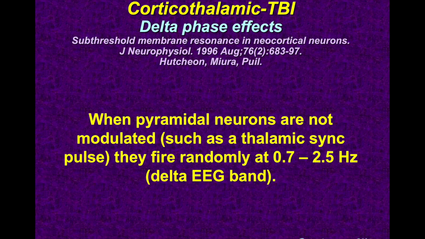And as mentioned before, when pyramidal neurons are not modulated, such as by the thalamic sync pulse, which is where our alpha waves come from, they will fire randomly in the 0.7 to 2.5 hertz range, which is the delta EEG band.